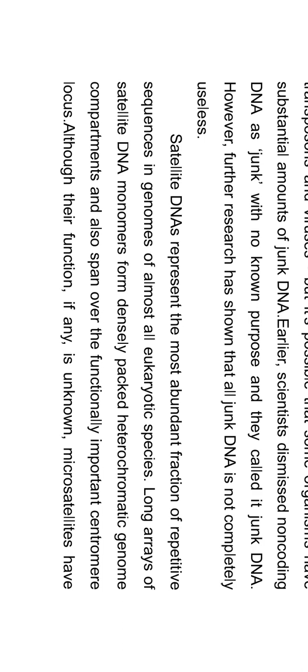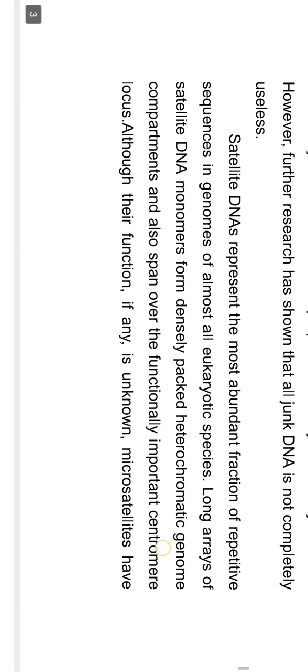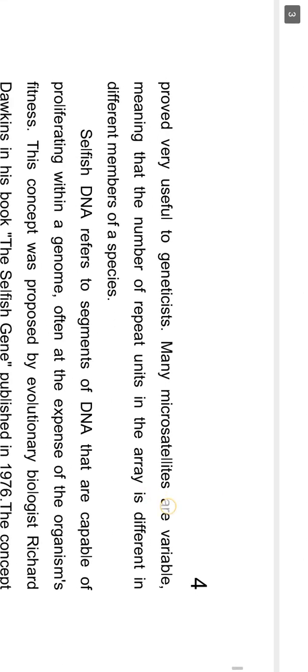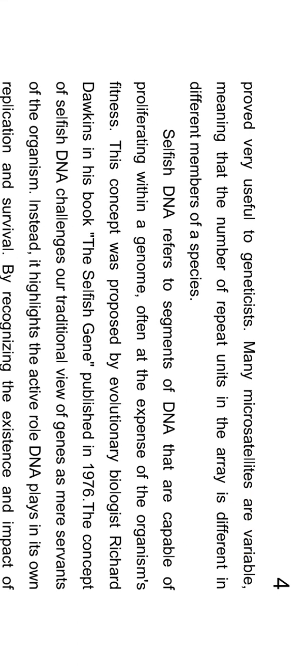Satellite DNAs represent the most abundant fraction of repetitive sequence in genomes of almost all eukaryotic species. Long arrays of satellite DNA monomers form densely packed heterochromatic genome compartments and also span the functionally important centromere locus. Although their function, if any, is unknown, microsatellites have proved very useful to geneticists. Many microsatellites are variable, meaning that the number of repeat units in the array is different in different members of a species.